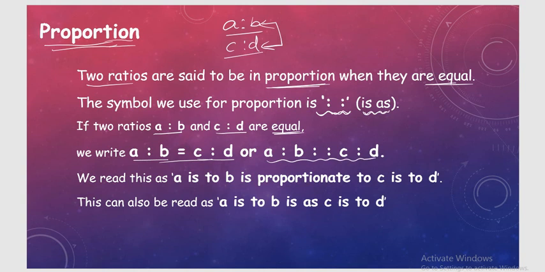So we need to read it as A is to B is proportionate to C is to D. Or if you feel it difficult to read, then we can read it as A is to B is as C is to D, right? Compound ratio is different from proportion, so you need to be clear about this, right?